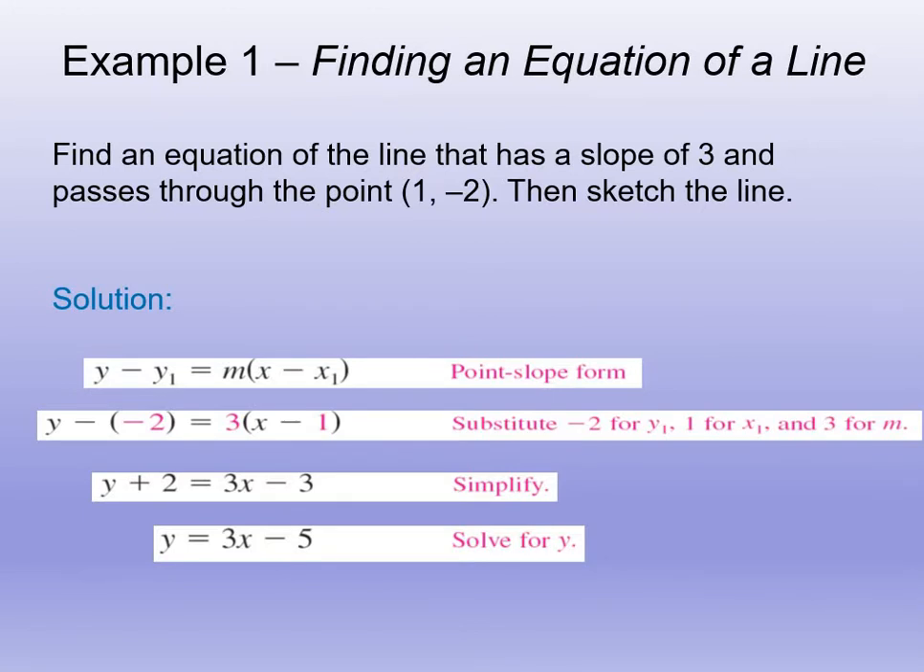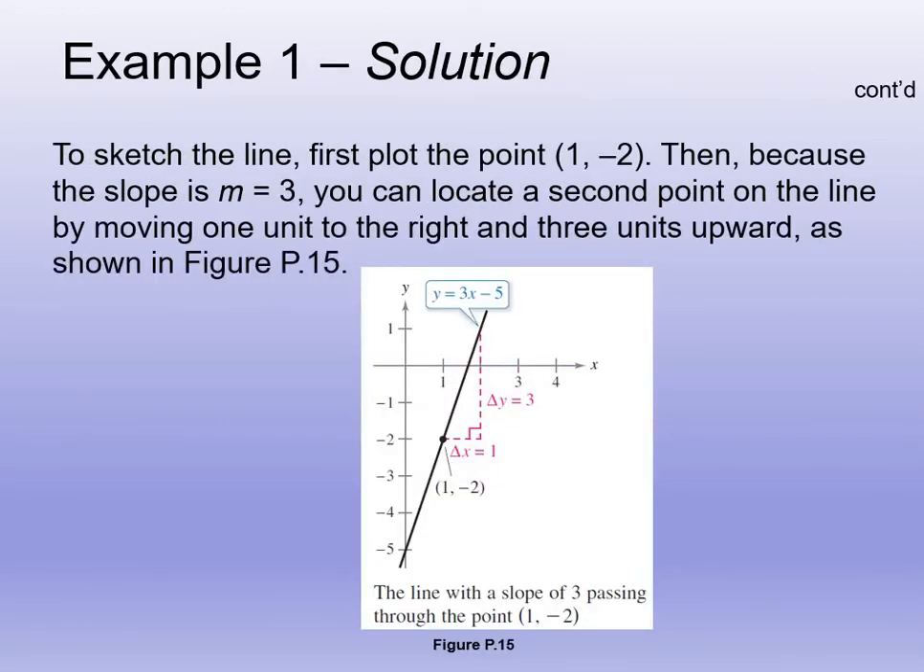So do remember how to do all these steps. And then graphically, we should be able to do that, right? We know the slope is 3, and we know the y-intercept is negative 5. So we plot a point at negative 5, because it goes through the y-axis. And then since our slope is 3, it's really 3 over 1. So it means we go up 3 over 1.